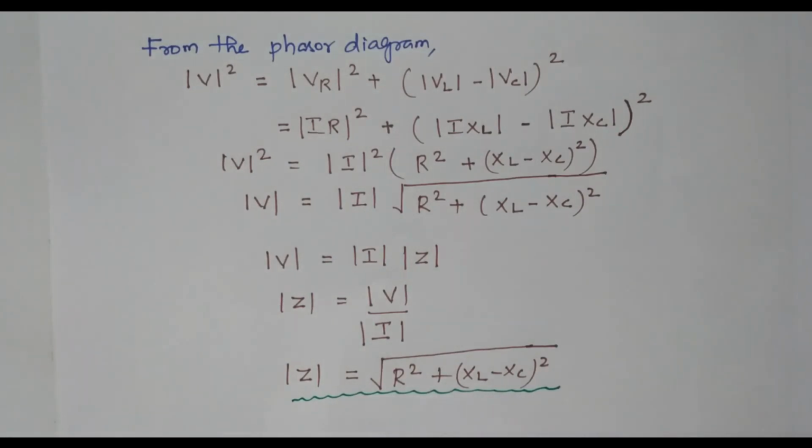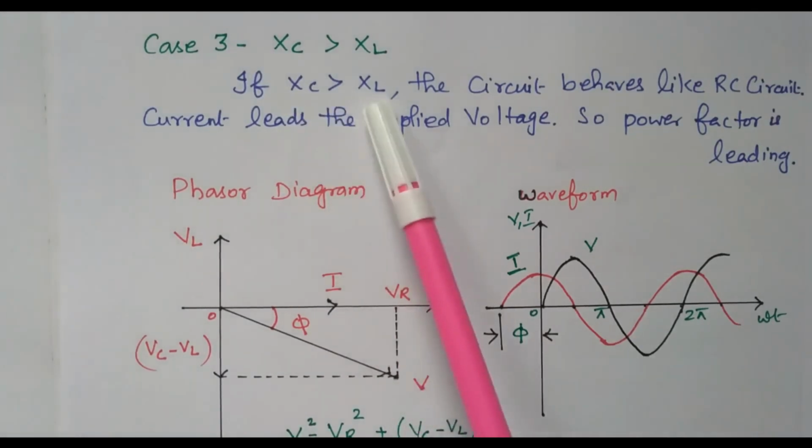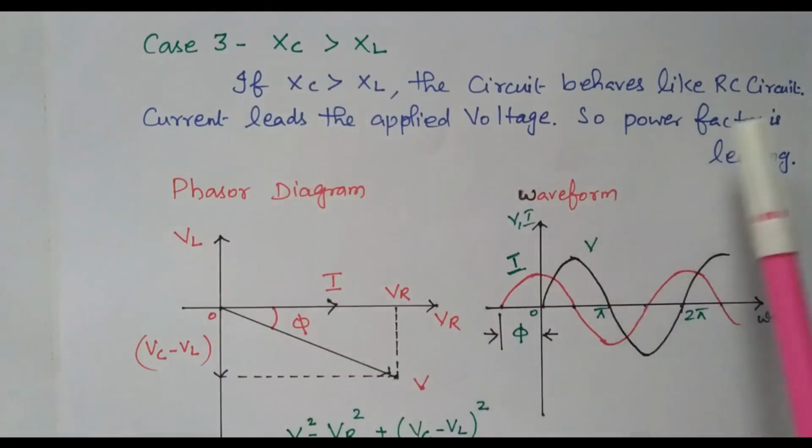Now we'll go to the third case. In this, capacitive reactance is more than the inductive reactance, XC is greater than XL. So this circuit will act as an RC circuit, a resistor and capacitor circuit.